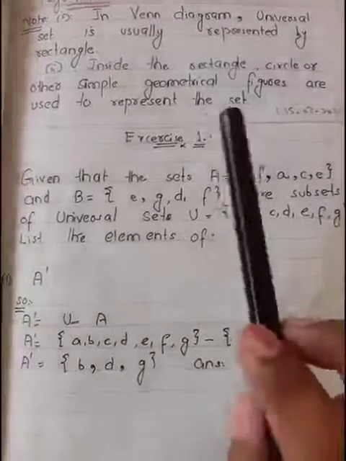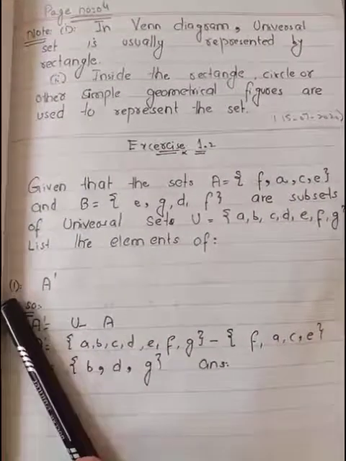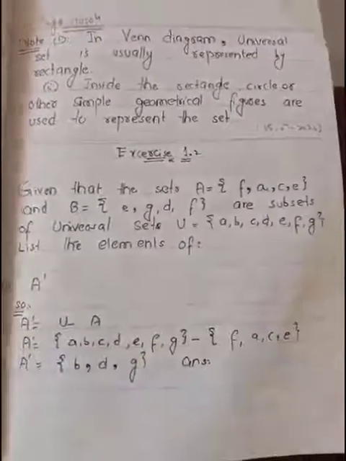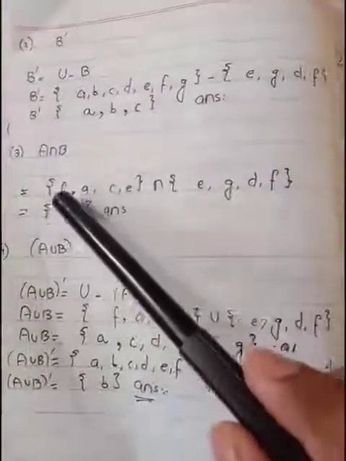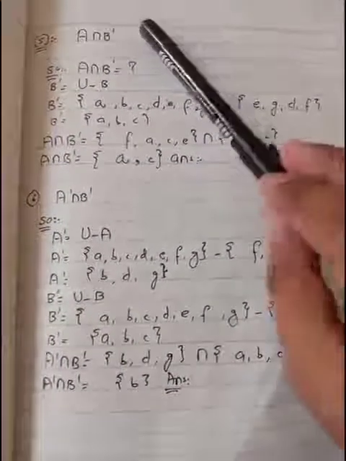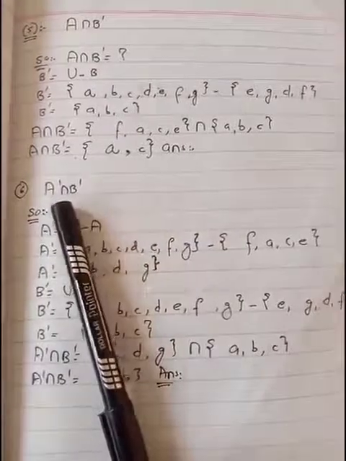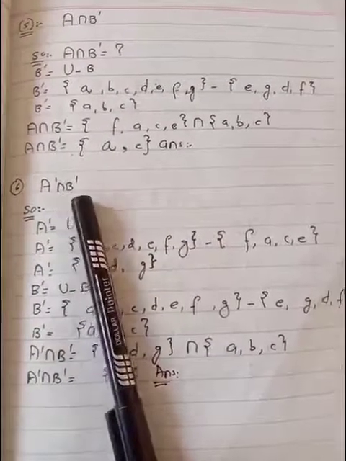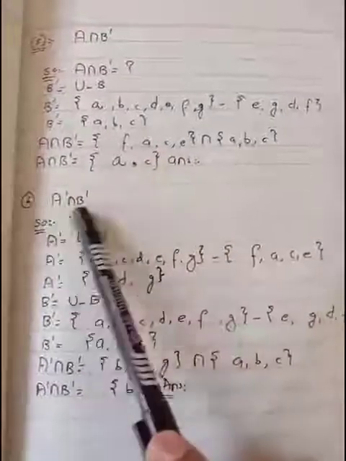Last time in the class we started exercise 1.2 and we did number 1: A complement, B complement, A intersection B, A union B whole complement, A intersection B complement, and I gave you homework question number 6: A complement intersection B complement. So let us see how we will do this.